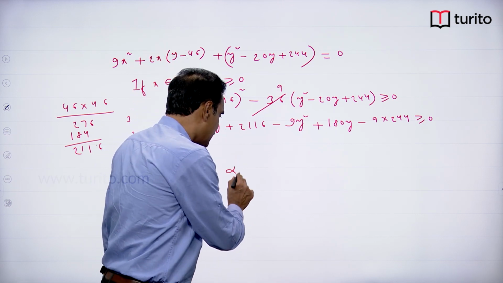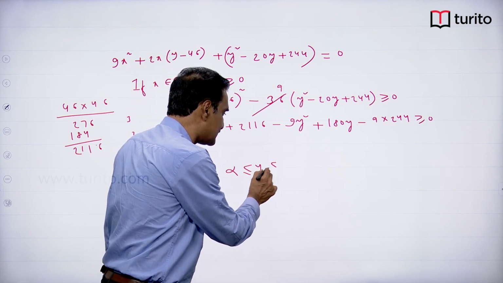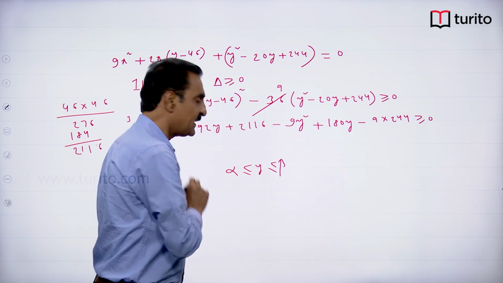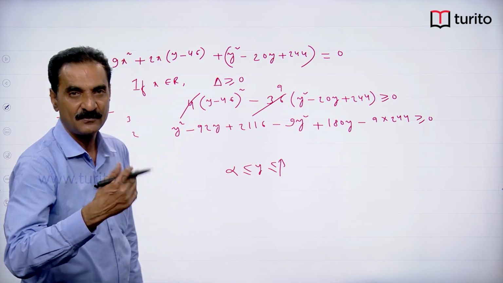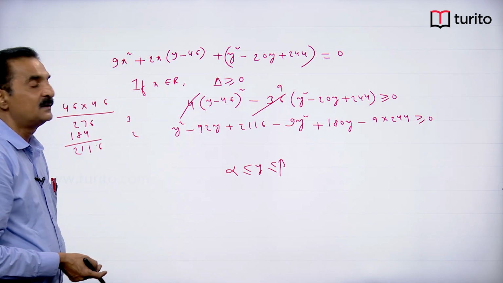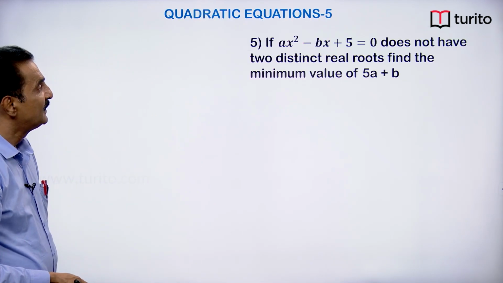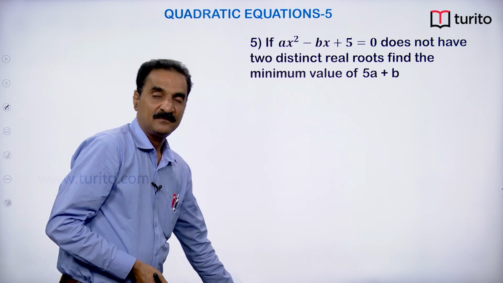You will get something like alpha less than or equal to y less than or equal to beta, then alpha is the minimum value, beta is the maximum value. Rest of the calculation you complete so that we can solve more problems. Okay. Next question.